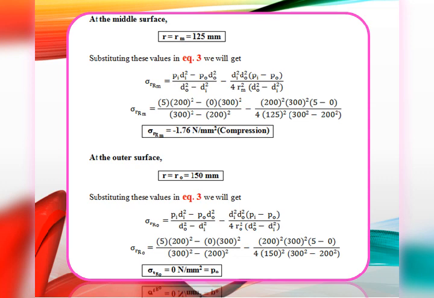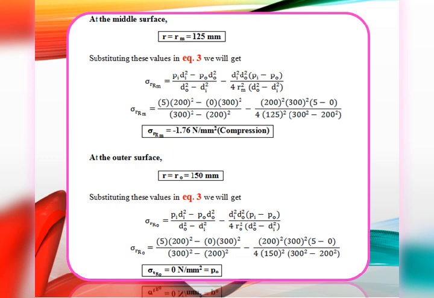Next, at the end of this particular problem, radial stress at the outer surface. Here radius r is equal to r naught, that is equal to 150 mm, because outer diameter is 300, 300 divided by 2, that is equal to 150 mm. Now substituting these values in equation number 3 by modifying that radius in the second term of the equation in the denominator, r by r naught. So the equation will be Pi di square minus P naught d naught square divided by d naught square minus di square, minus di square into d naught square into Pi minus P naught divided by 4 r naught square into d naught square minus di square.